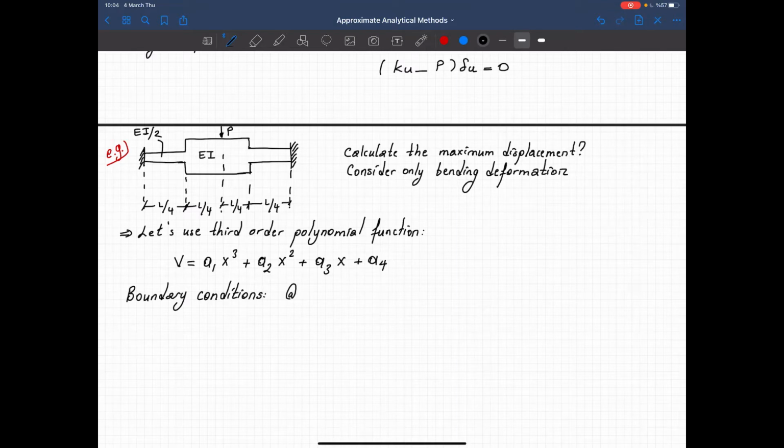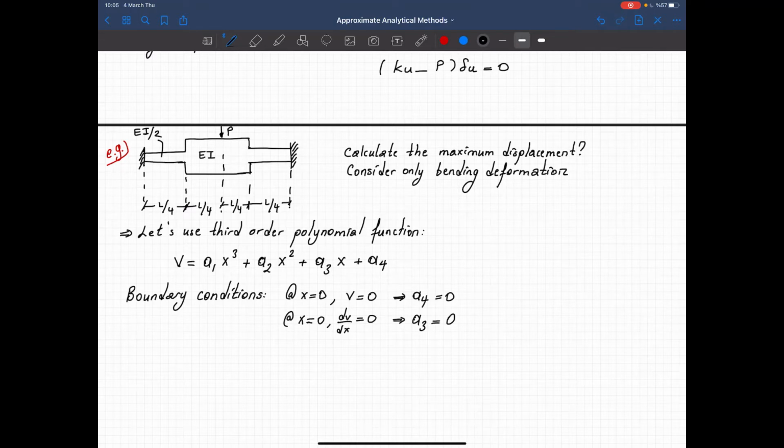I know that at x is equal to 0, the displacement should be equal to 0. So this tells me that a4 is equal to 0. At x is equal to 0, the rotation must be equal to 0, so dv over dx must be equal to 0, so this tells me that a3 is equal to 0.